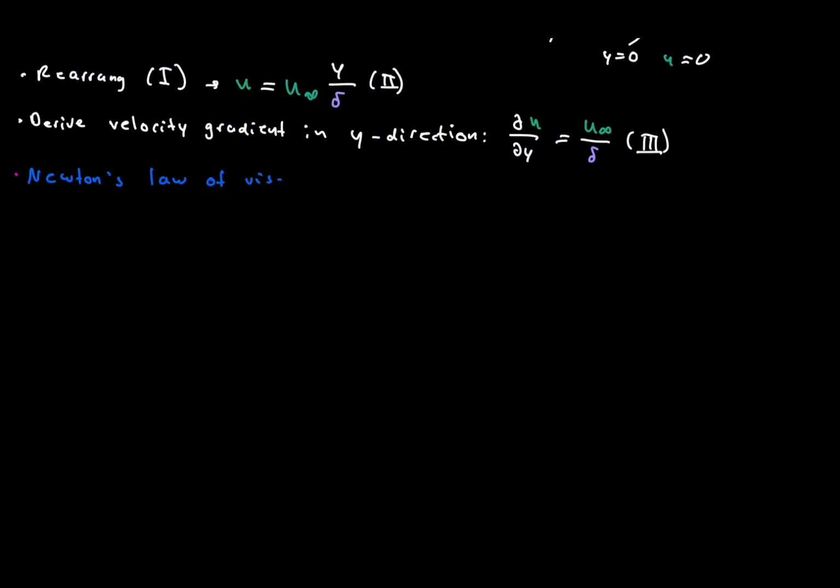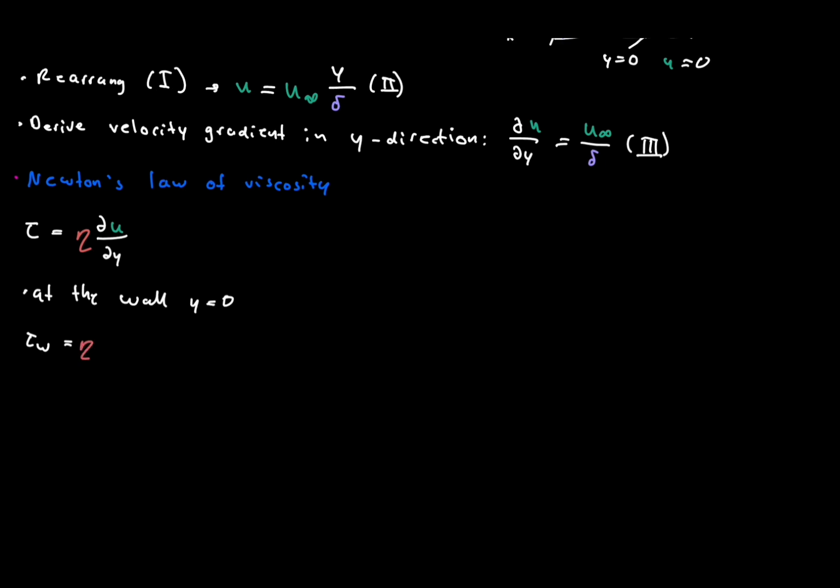Now we use Newton's law of viscosity. The shear stress is given by eta times partial u over partial y. So we get tau equals eta times u infinity divided by delta. At the wall, this becomes the wall shear stress. So our final expression is tau wall equals eta times u infinity divided by delta. This is the key result of the video.